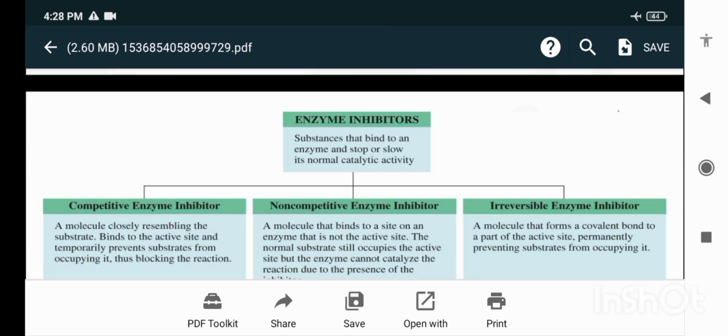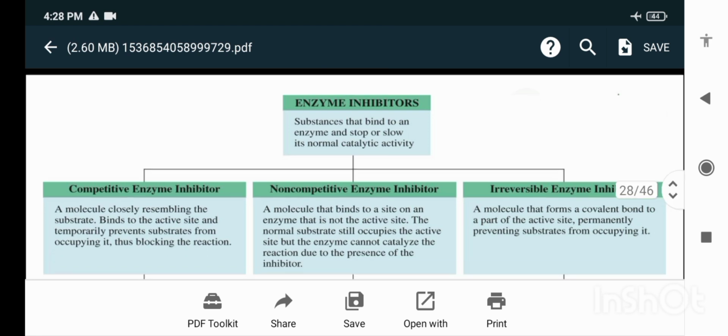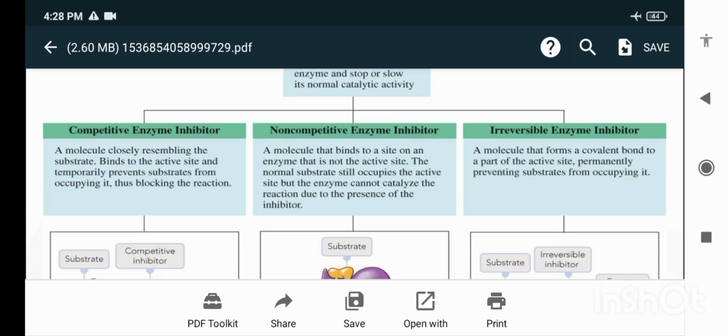Enzyme inhibitors are substances that bind to enzymes and stop or slow their normal catalytic activities. Competitive enzyme inhibitors, non-competitive enzyme inhibitors, irreversible enzyme inhibitors. First is the competitive enzyme inhibitor, a molecule closely resembling the substrate that binds to the active site and temporarily prevents the substrate from occupying it, thus blocking the reaction.